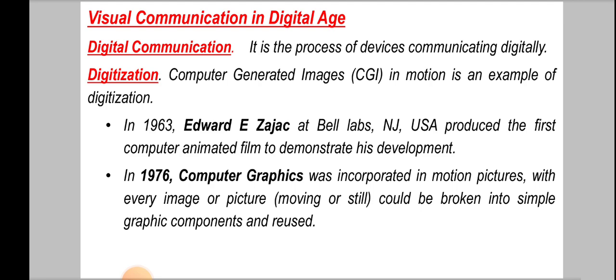Visual communication in the digital age. Digital communication is the process of devices communicating digitally. If we discuss digitization, computer generated images, CGI, in motion is an example of digitization. In 1963, Edward E. Zajac at Bell Labs, New Jersey, USA produced the first computer animated film to demonstrate his development. In 1976, computer graphics was incorporated in motion pictures, where every image or picture, moving or still, could be broken into simple graphic components and reused.